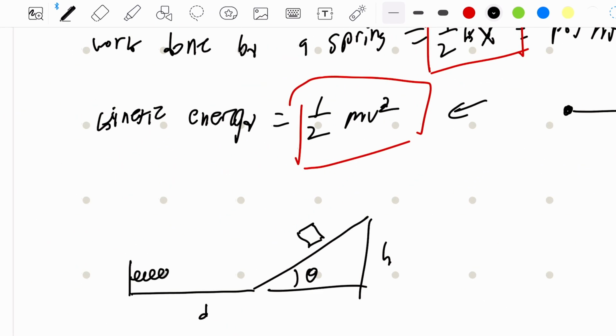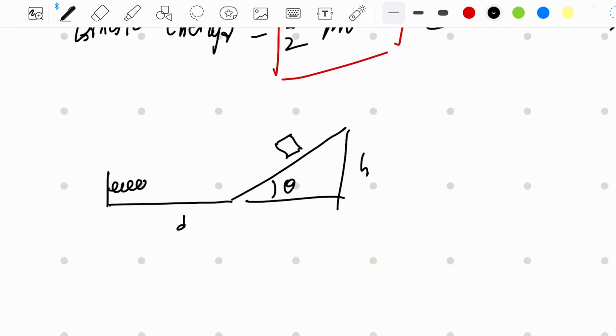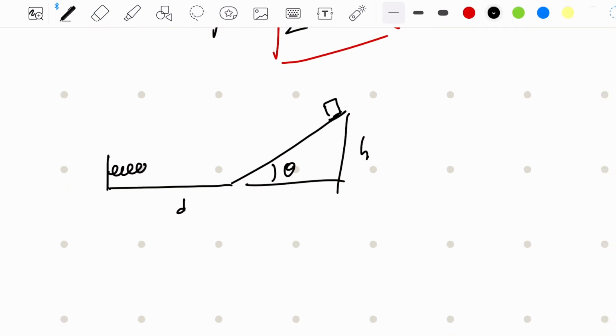So let's do this question. We have a block. We'll say this block is all the way up here on the very top of this thing with some height theta. We'll say that this spring has a constant k.